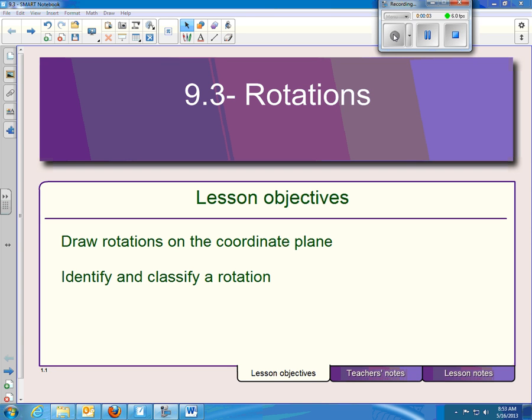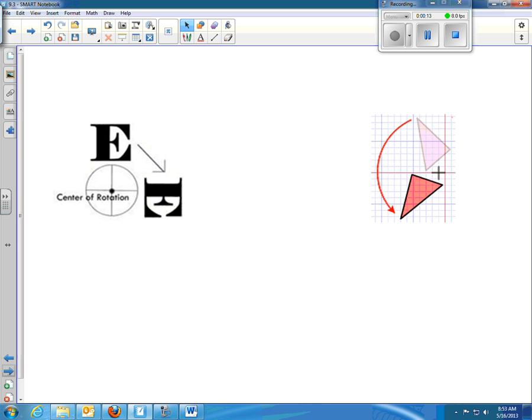Hey guys, 9.3 today on rotations. And so we are going to draw rotations on the coordinate plane, and we're going to identify and classify a rotation. So let's take a look at these two pictures here. These both describe rotations, and so let's write a little definition.